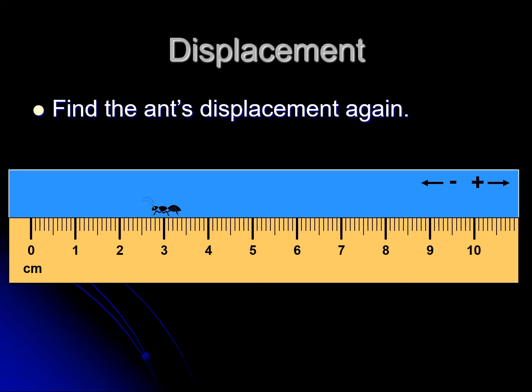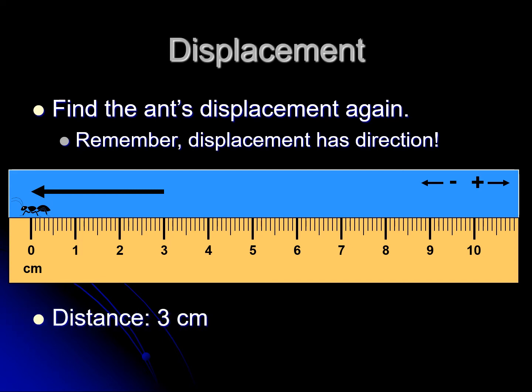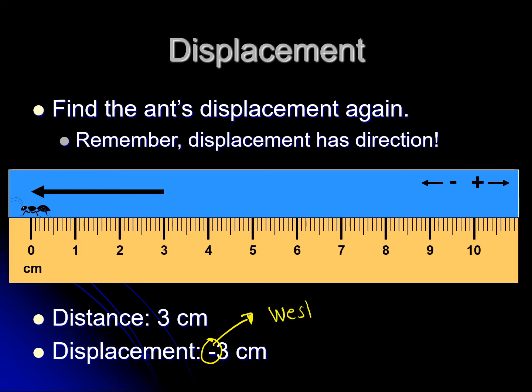Okay, now let's continue again. So let's find the ant's displacement again. This time, the ant is now facing to the left. That means the ant is going back to 0. So the distance is 3 centimeters, right? So we don't add the direction. However, if we talk about displacement, the ant moved from right going to the left. This one is going in the left direction, so that's why we have a negative sign. The negative symbol here means to the west, or your left side. Okay?